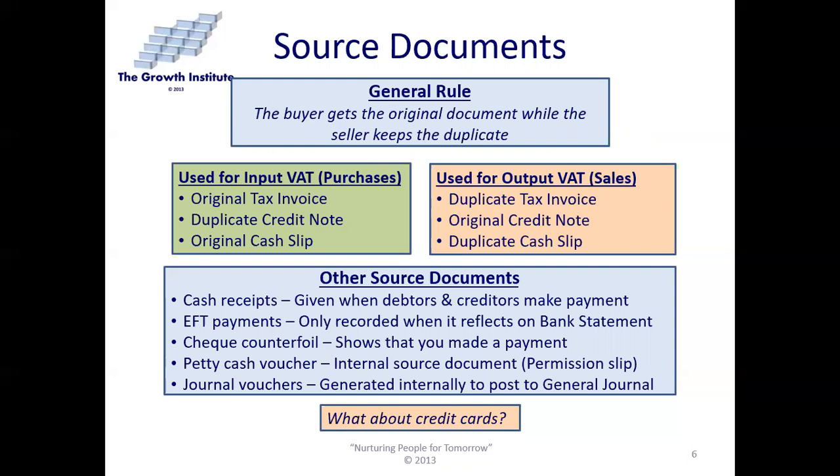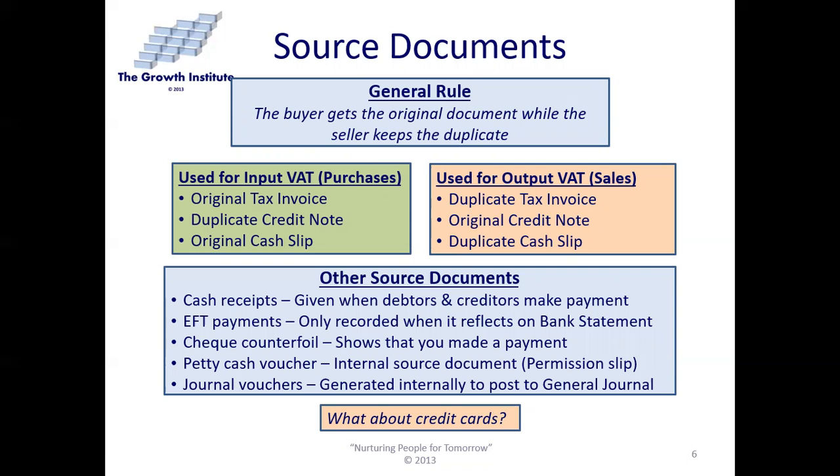When we purchase something, we get an original tax invoice or a duplicate credit note. Okay, if somebody brings anything back to us, we give them the original credit note and we keep the duplicate, or an original cash slip. So if you are audited, you'll need to produce that original tax invoice or the original cash slip to SARS. What's used for output VAT? If we make sales, then the duplicate tax invoice applies, or the original credit note. If we take things back and they give us our money back, then we get the original credit note or the duplicate cash slips.